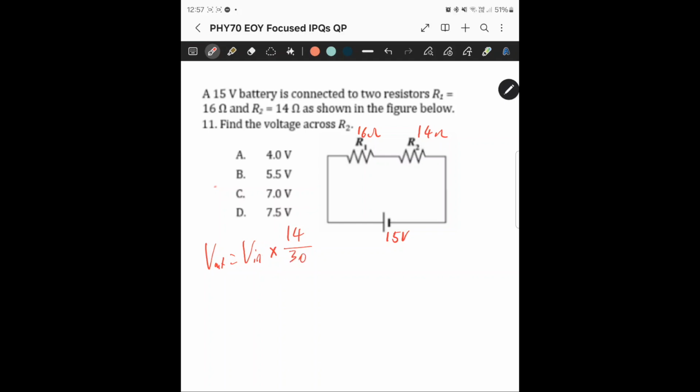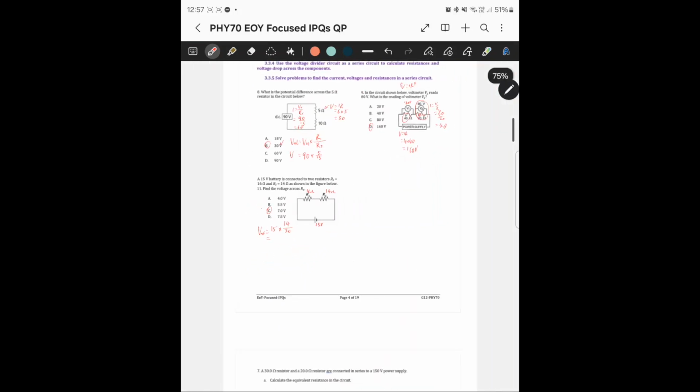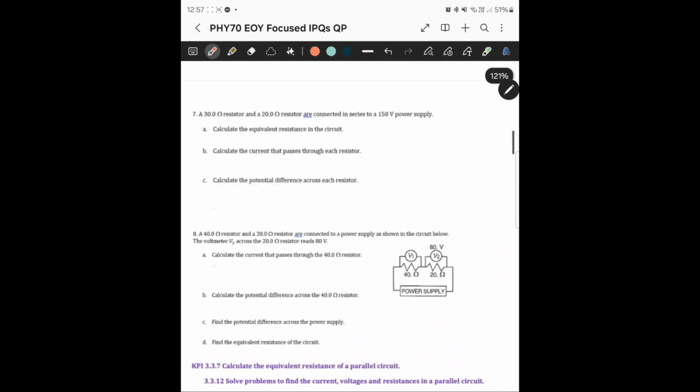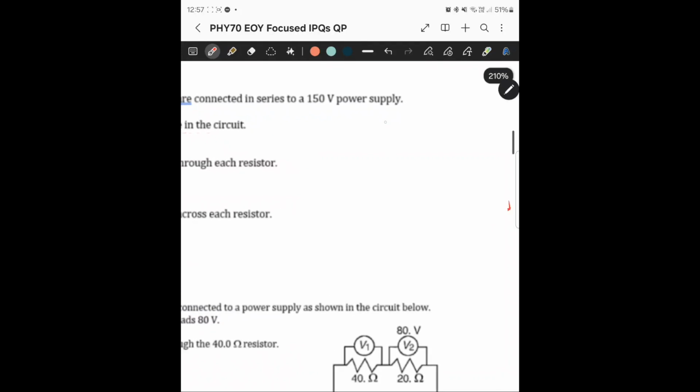So V in, I have V in. So why don't I just go ahead and put the number in? It's multiple choice, you don't need to show the steps. 15 and put that into the calculator. Hopefully I should get 7 volts. Amazing. Alright, what's happening over here? A resistor is connected in series with another one and it's connected to a power supply. I like to draw a picture so I know what I'm doing, so what I'm going to do is draw it.